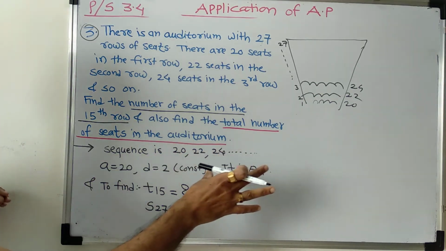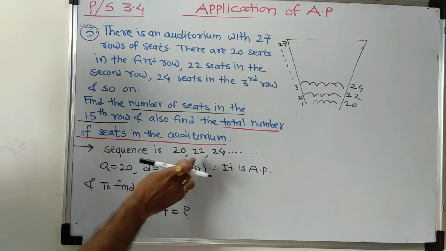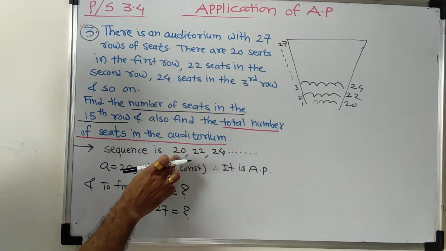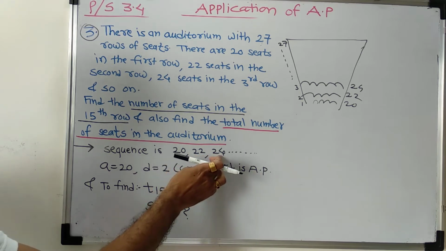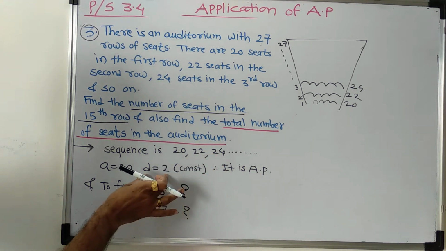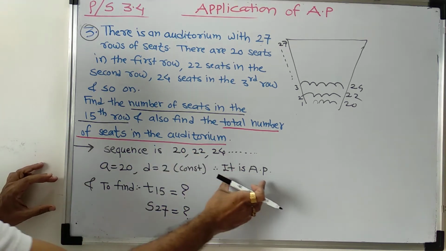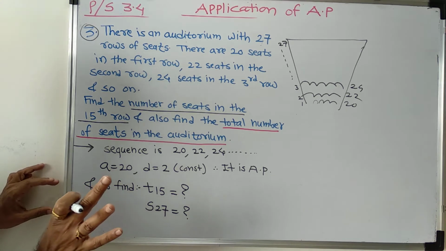So if you observe, a is equal to 20, the first term. Common difference: T2 minus T1, 22 minus 20 is 2. T3 minus T2, 24 minus 22 is 2. Means common difference d is 2, that is constant. So the given sequence is an arithmetic progression, you can see.